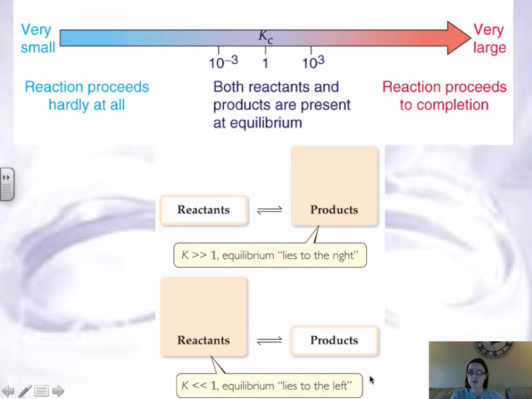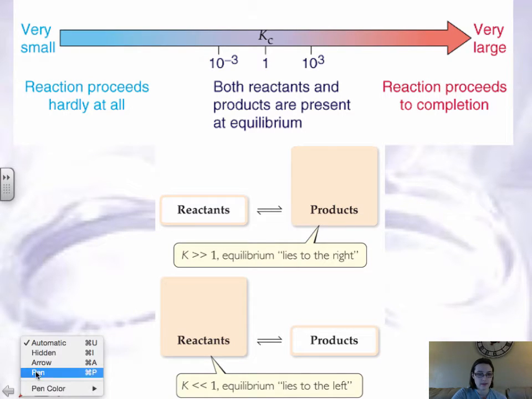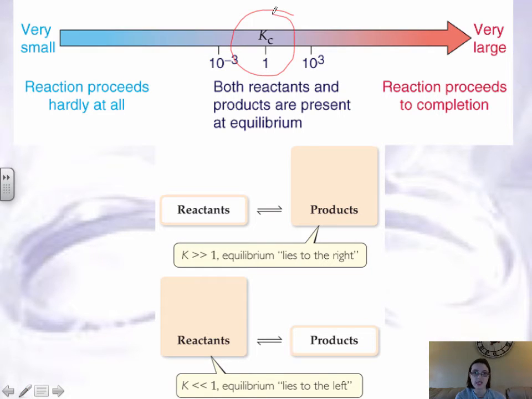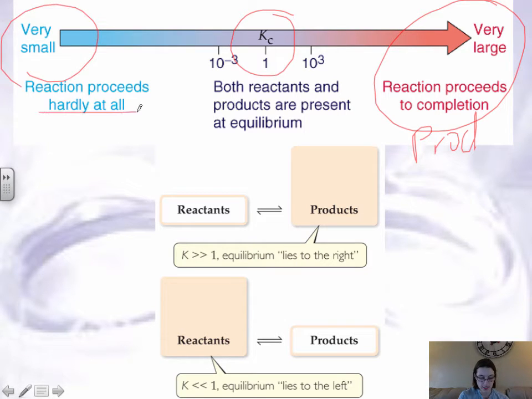So this just gives you some visuals to look at how to represent K and really what it means. Up here at the top, Kc or Kp equals 1. That means that you have an equal amount of reactants and products at equilibrium. Now, if we have a very large K, that means the reaction proceeds to completion. Very large K means that you have more products. If K is very small, the reaction proceeds hardly at all because we have more reactants.